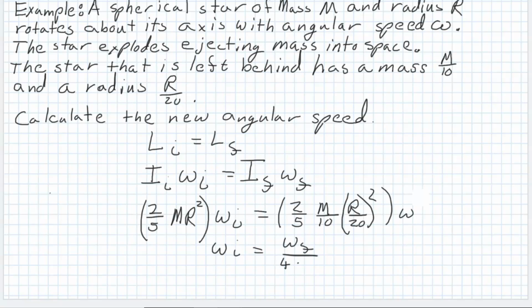I solve for it, so my 2/5 cancel out, my mass cancels out, my radius cancels out, and I end up with my initial omega is equal to my final omega divided by 4,000. So the final omega is 4,000 times the initial omega. Okay, that's it.